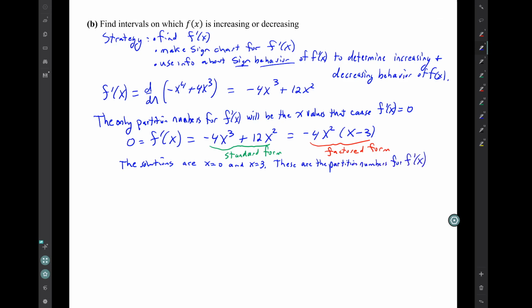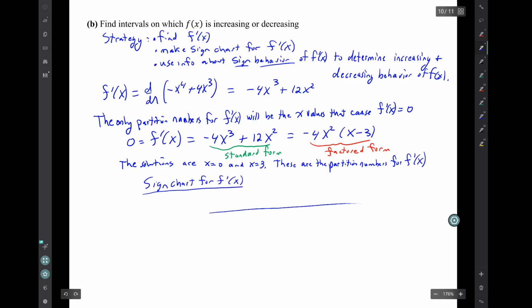Now, we make a sign chart for f prime of x, and again, we have to be sure and label it. And be sure and put the information at the partition numbers about what those partition numbers cause. Now we identify test numbers and find the signs of f prime at those test numbers.